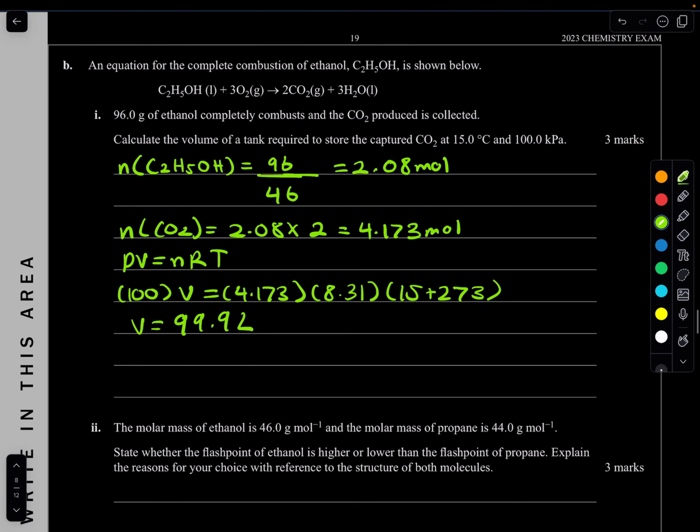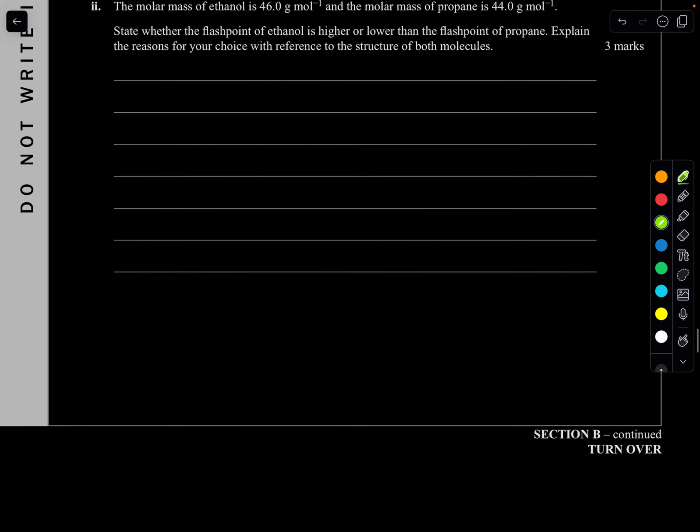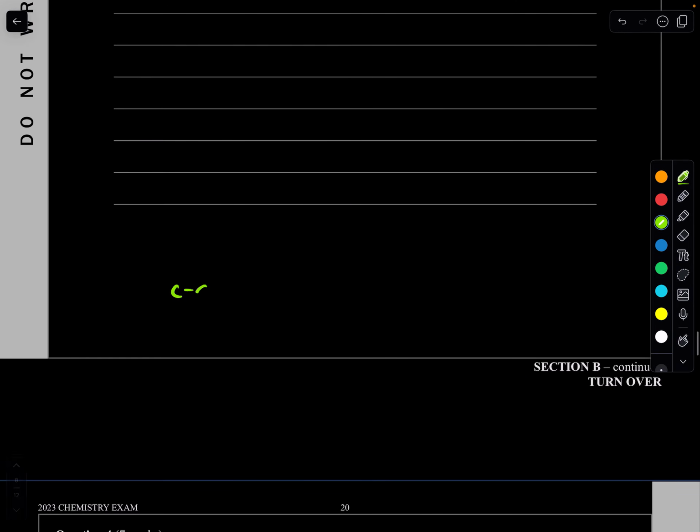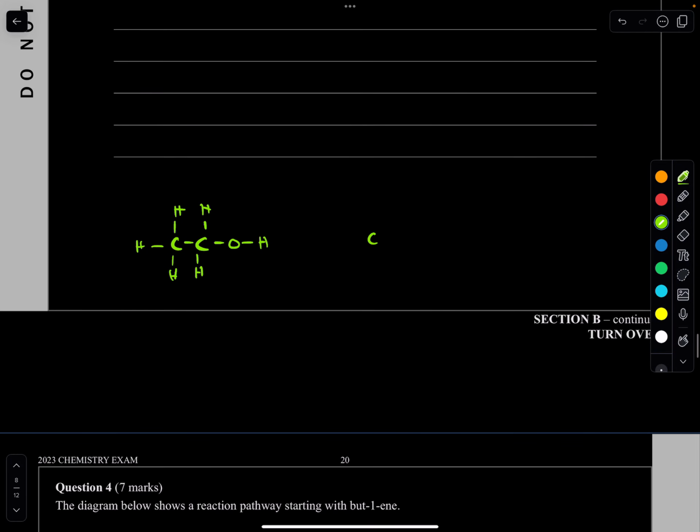Easy. The molar mass of ethanol is 46 grams per mole, and the molar mass of propane is this. State whether the flashpoint of ethanol is higher or lower than the flashpoint of propane. Explain the reasons for your choice with reference to the structure of both molecules. All right, let's have a sketch at ethanol. Ethanol basically looks like CCOH. We have all hydrogens here. All right, and what was the next one? Propane, just CCC.